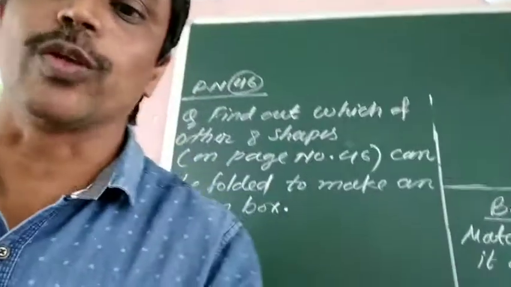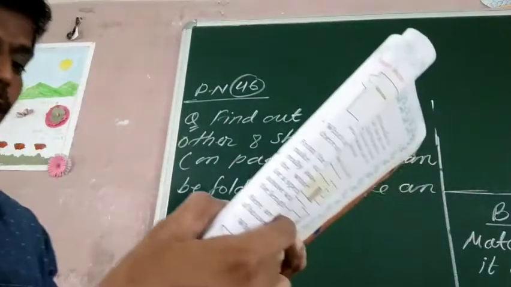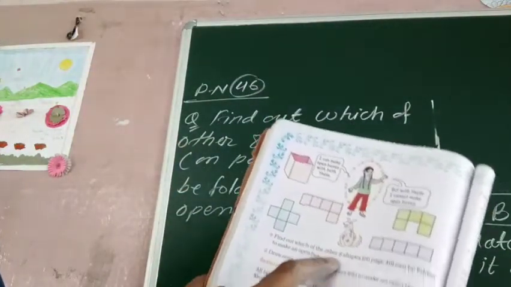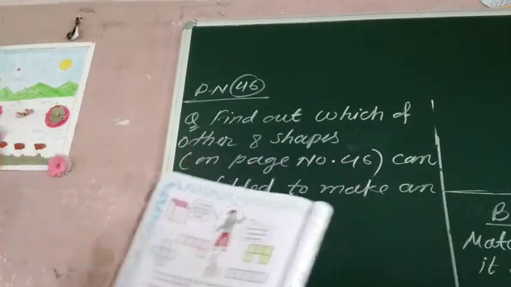Now see, today's class is related to the cutout with 5 faces only. See page number 123. One question is given here. Find out which of the other 8 shapes on page number 46 can be folded to make an open box.